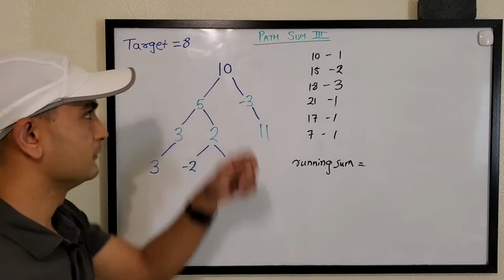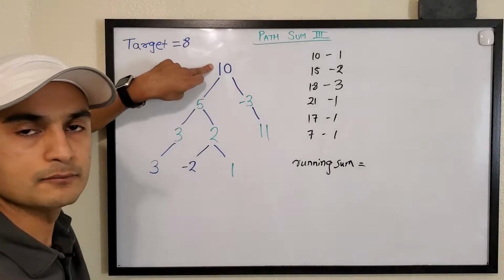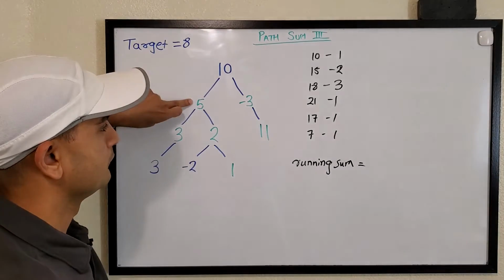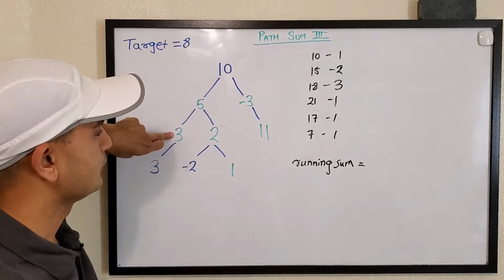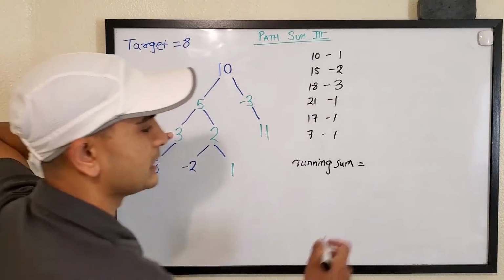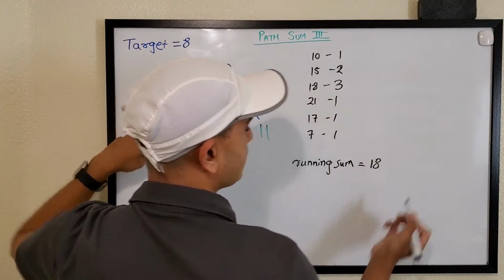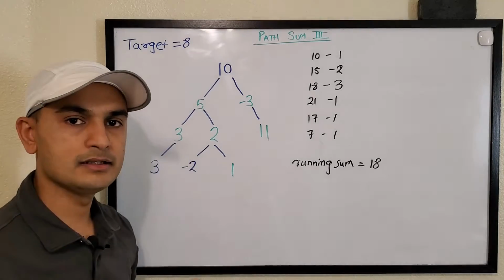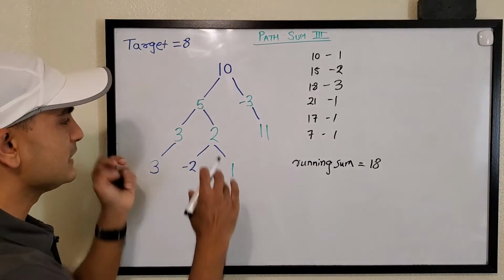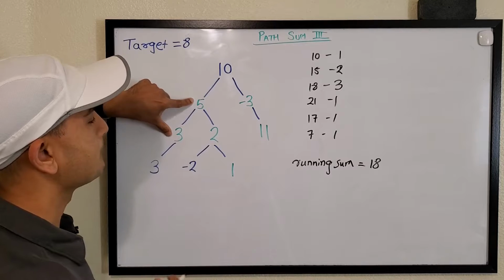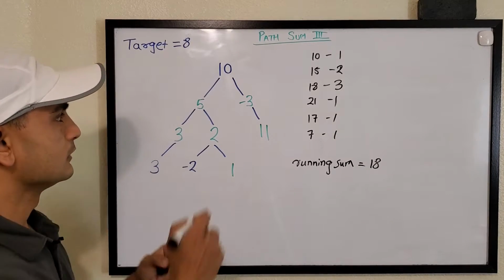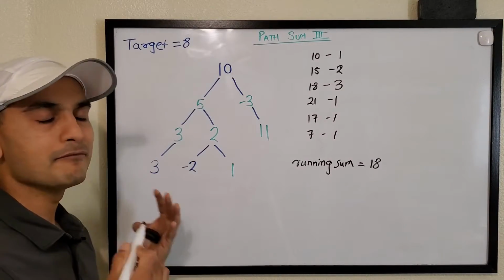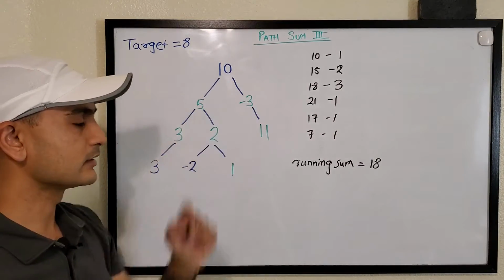Now when we are here, our running sum would be 10. When we come here, our running sum would become 15. And when we come here, our running sum would be 18. So let's pause here and think about it. Now we know that this 10, 5, 3 path is a valid path whose target is 8. So from this traversal, can we find this path using this dictionary?